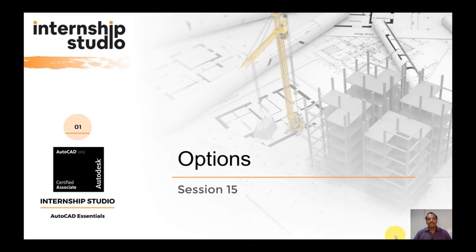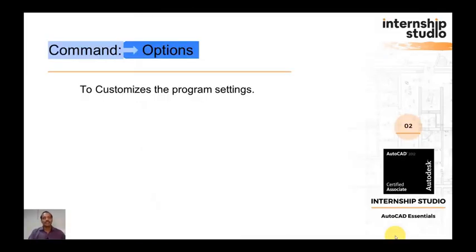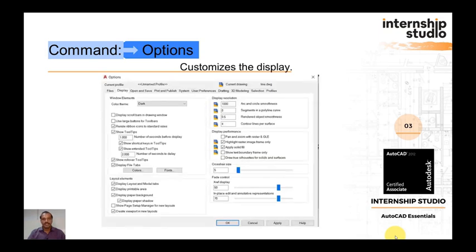Today we are going to discuss the Options command. The Options command is going to customize our AutoCAD settings, displays, basic features, appearance, and many things we are going to discuss today. Once you give the Options command, you will get the Options dialog box.